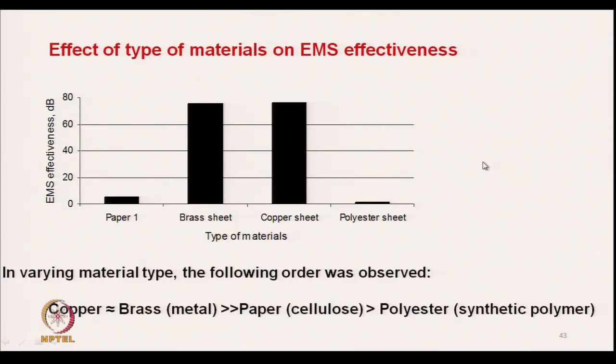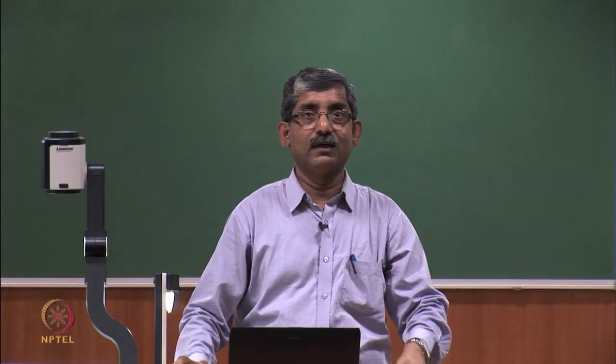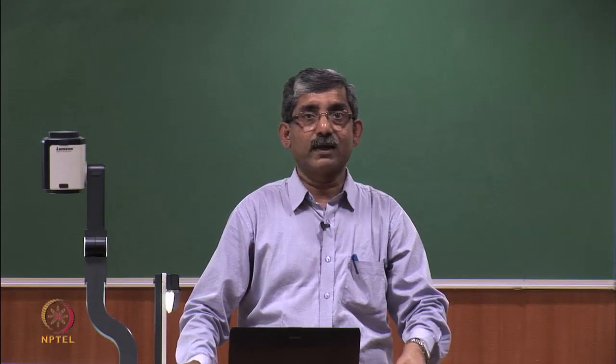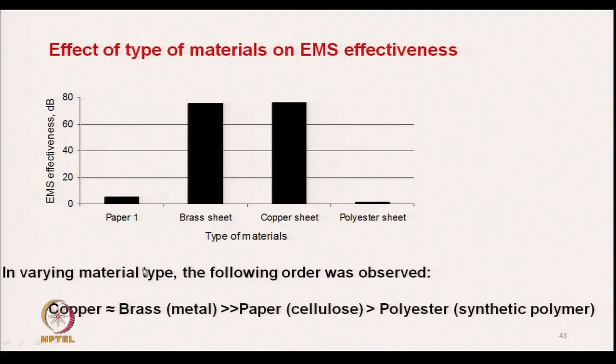Now, we will discuss a few factors which affect the electromagnetic shielding effectiveness. First, the type of material. Here paper is used, which is a cellulosic material, then brass sheet, copper sheet, and polyester sheet are used, and it is very clear that the metallic sheets give very high electromagnetic shielding effectiveness as compared to the cellulosic or polyester sheet.